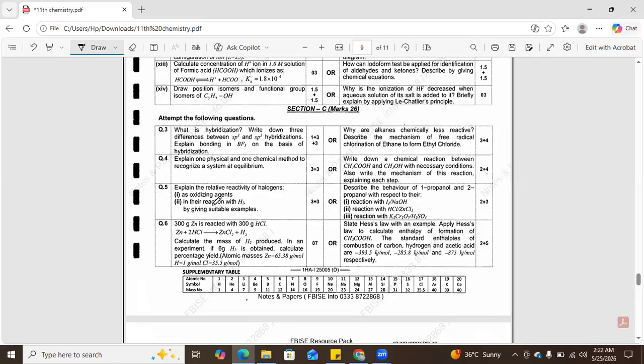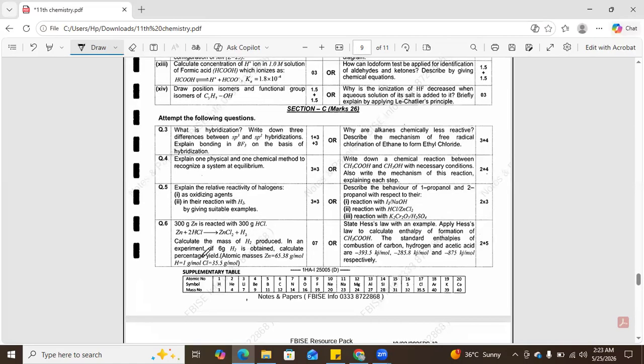Question number 5 is explain the relative reactivity of halogens. Number 1 as oxidizing agent. Number 2 in their reaction with H2 by giving suitable example. Optional question is describe the behavior of 1-propanol and 2-propanol with respect to their reaction with iodine and NaOH, reaction with HCl, ZnCl2, reaction with K2Cr2O7, H2SO4. Number 6 question is 300 gram zinc is reacted with 300 gram HCl, zinc plus HCl.